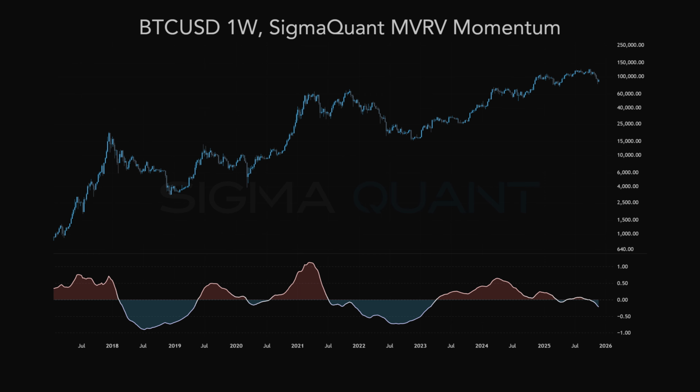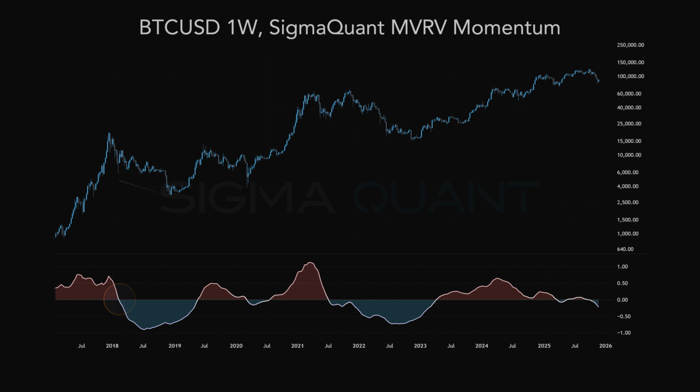When MVRV is high, the market is overvalued relative to its cost basis. When MVRV is low, it is undervalued. But the momentum of MVRV is even more powerful. MVRV Momentum measures how quickly valuation is shifting relative to realized price.